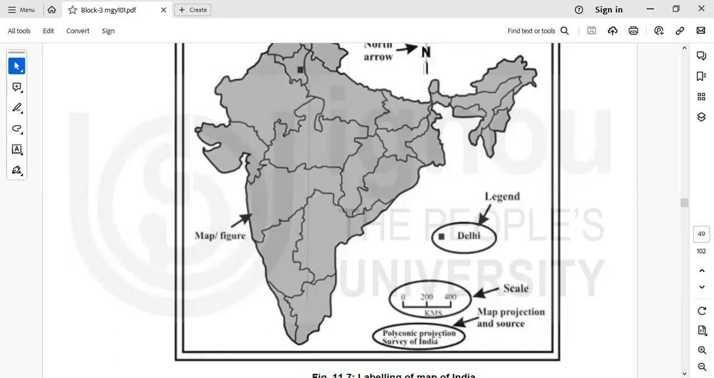Here we have the map projection. This is the polyconic projection and Survey of India. So it means this map is prepared using the polyconic map projection, and it is prepared by the Survey of India. And the complete figure showing the map of India is known as the map or figure.